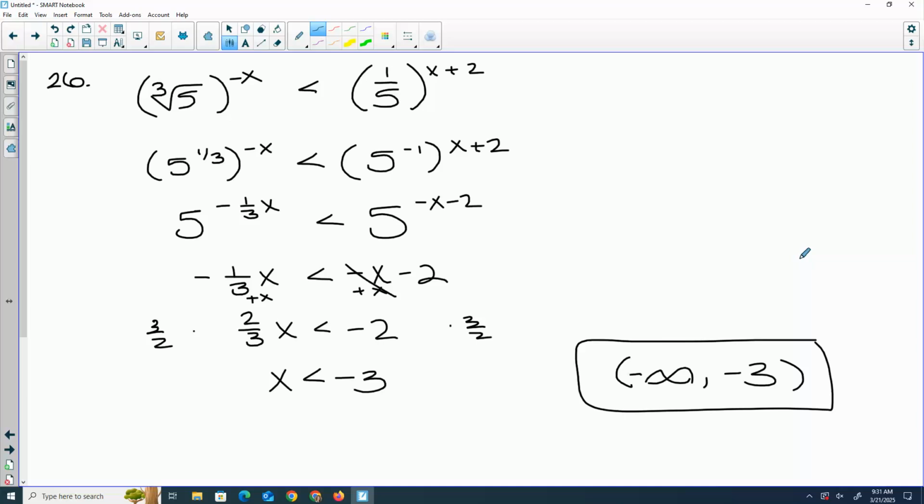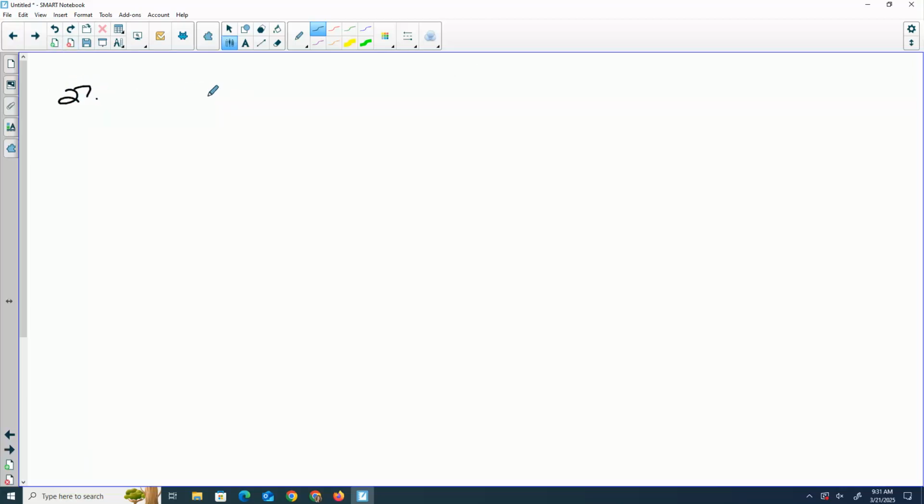Multiply or divide by a negative, it does flip the inequality. $27, last one of these. So I can use a base of 5/3 or a base of 3/5. You'll get the same answer either way, but if we don't want any extra tricks, let's do the base bigger than 1. So let's keep the 5/3.